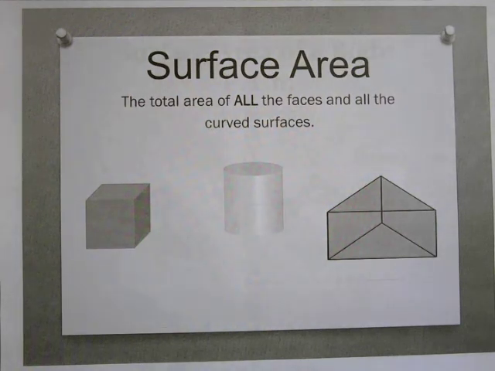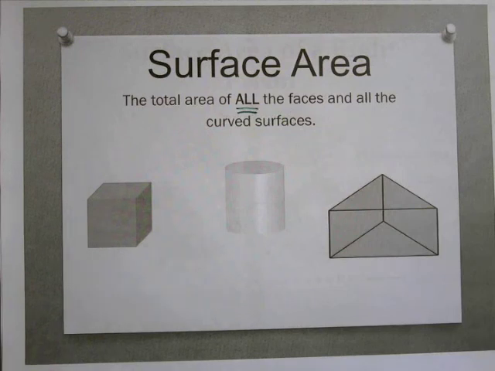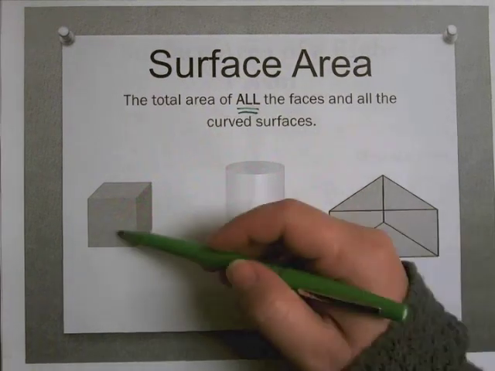Okay? So how do we find the surface area? Surface area, people get this confused. Surface area is all of it, all the surface. What if I wanted to wrap a present? I wouldn't just wrap certain sides. I want to wrap the whole present. Okay? So when we're talking about surface area, it's all the faces and all the curved surfaces.